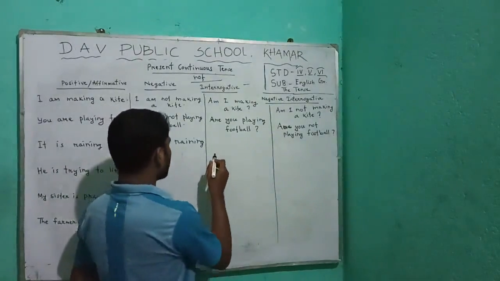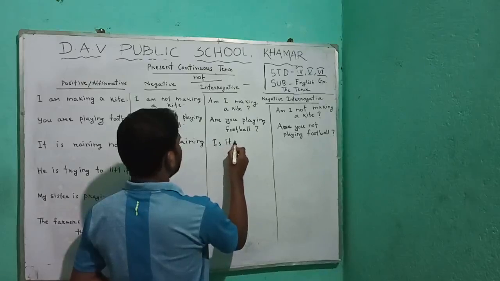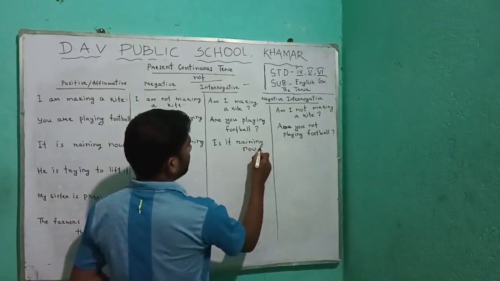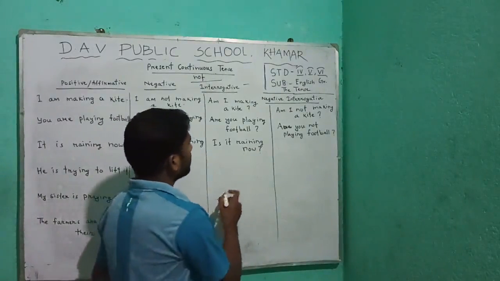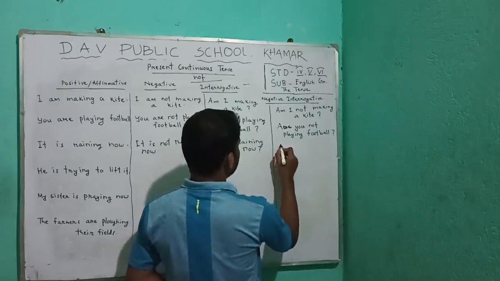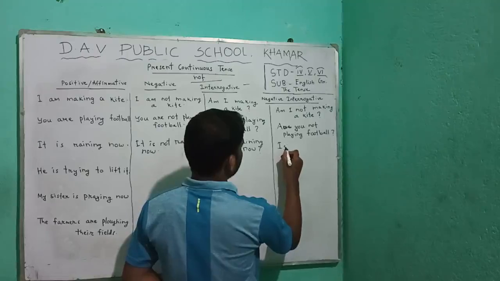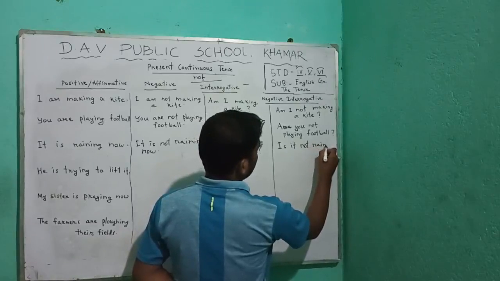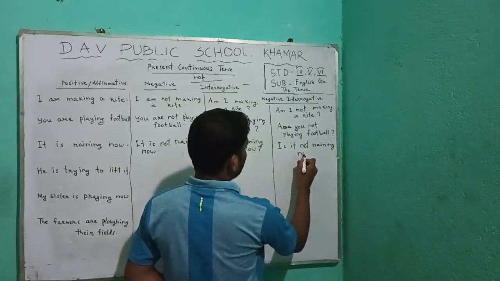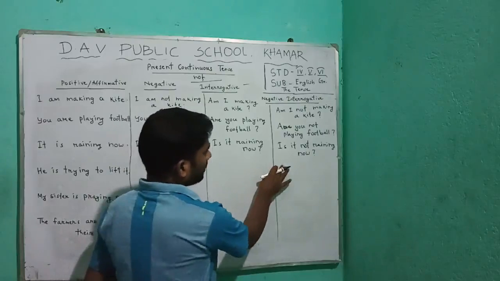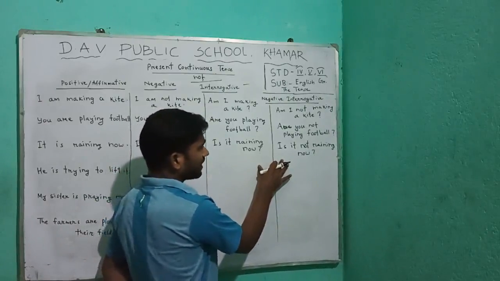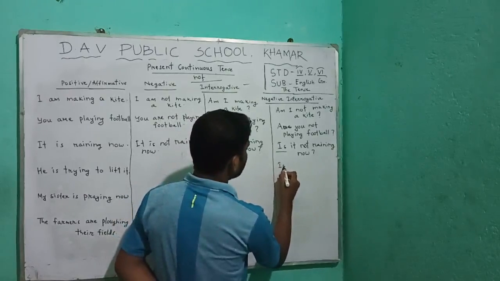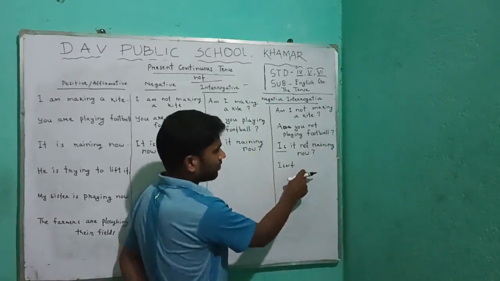Then the interrogative will be, is it raining now? There will be the question mark. Then the negative interrogative. Is it not raining now? Okay. So in the other way we can write this sentence by making the short form of is not, isn't. So, isn't it raining now?